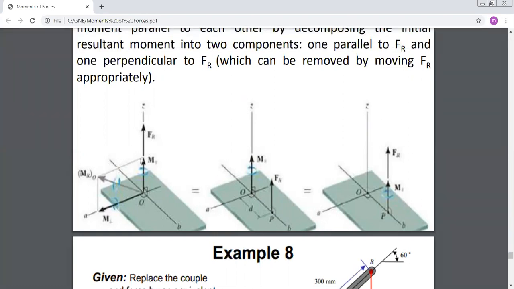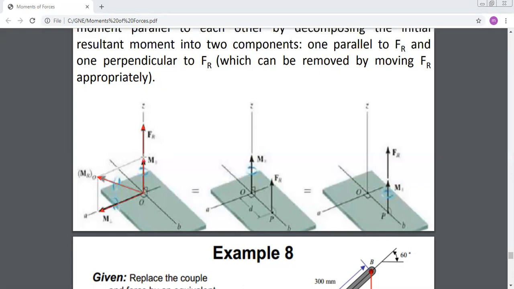Why? Because if I take this example, I reduced at O, I obtained F resultant and resultant moment. But as you can see here, they are not perpendicular. So what can I do? I can divide the moment into two components, one perpendicular to the force and one parallel to the force.